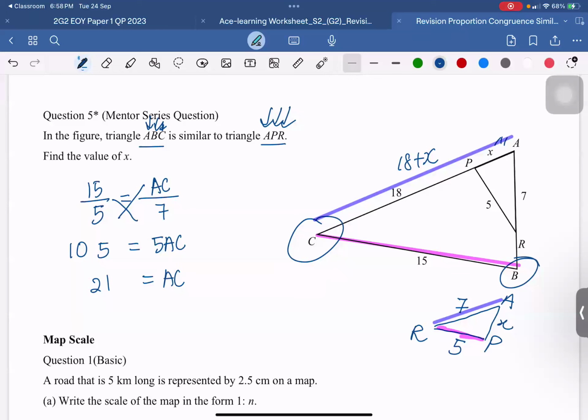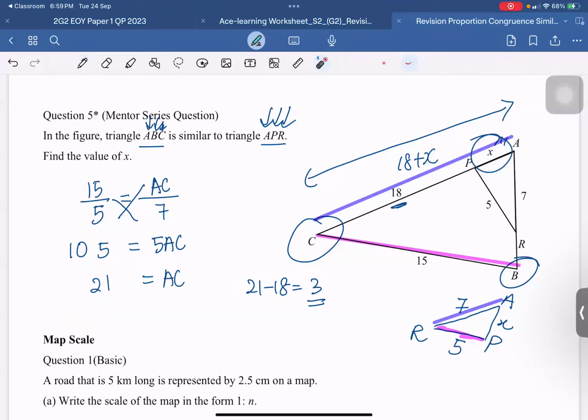So the whole thing is 21. This part is 18. How to find X? 21 minus 18 equals to 3. Yes, answer. So X will be this one. For this kind of similar triangle, if the question gives you the shape in a weird orientation, draw out one more and then you match the sides and find the ratio.